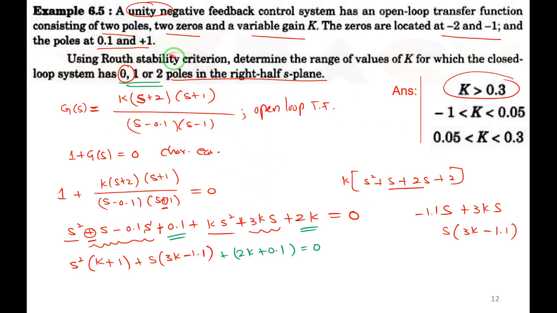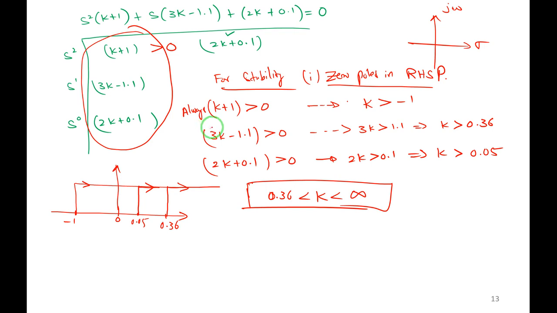The student says k should be greater than minus 0.05. Why is it minus 0.05? Because when you transfer 0.1 to the other side, it should be negative. Here I have made a mistake once again. Let me check. Yes, it is minus 0.1. Let me correct it once again.